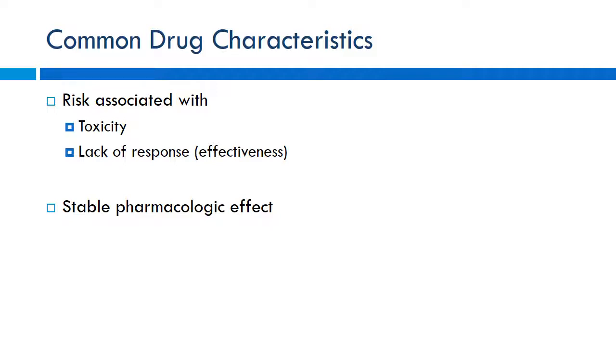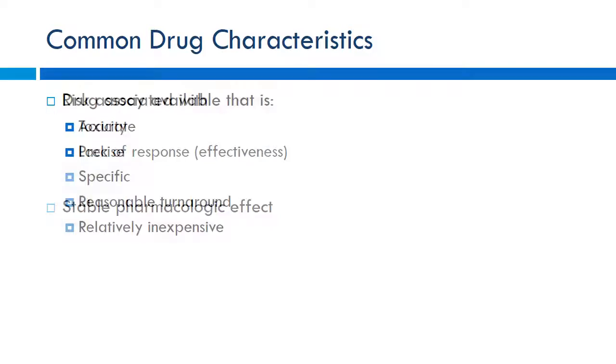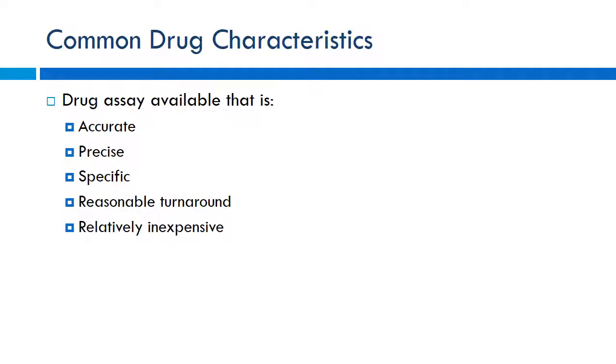And then we should see some stable pharmacologic effect as long as we're maintaining ourselves within that therapeutic range. The drug assay that we use should be accurate and pretty precise. It should be pretty specific for the actual drug we're looking for. That's important for some things. You may actually have cross-reactivity between certain assays, but most of the time these drugs are going to have very specific assays. They should come back in a reasonable turnaround time.